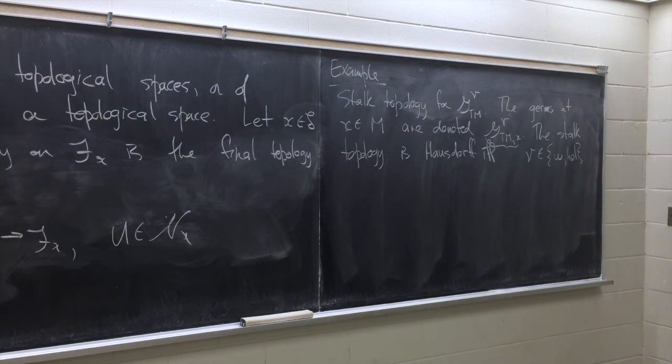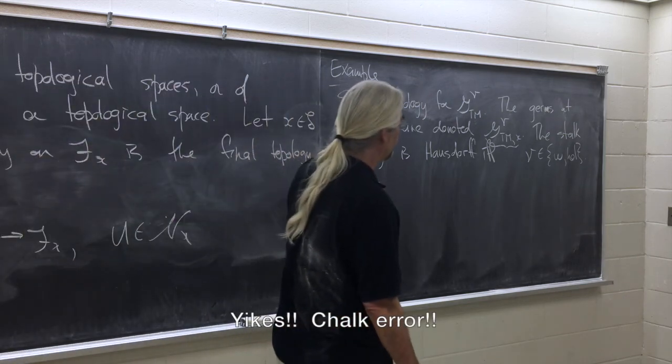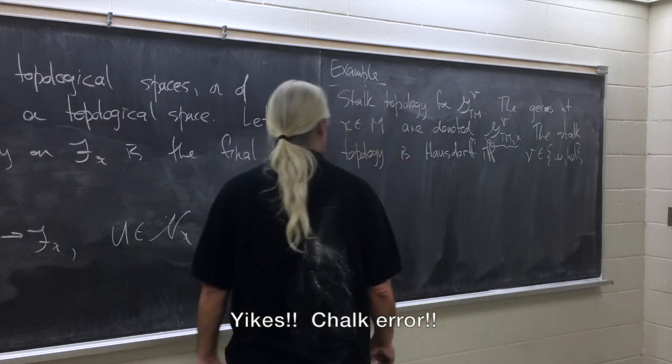So generally speaking, what you'll maybe want to do in those cases when the stalk topology is not Hausdorff is pass to the quotient. Okay, so you'll quotient out by the subspace of things that agree, and that topology will be Hausdorff. All right, but the analytic case is somehow very interesting for us, so it's nice that that's Hausdorff.